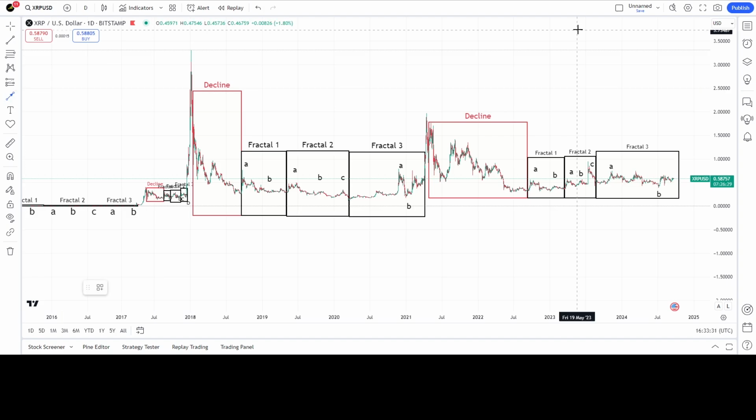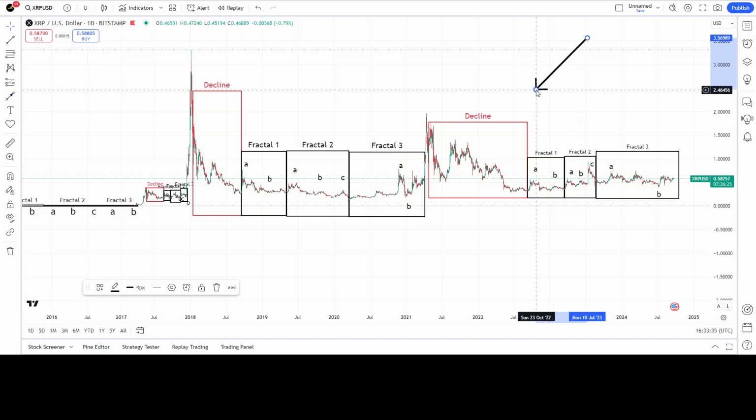So this is a zoomed out picture of the XRP chart. Now, it is my belief that XRP has a repetitive macro structure. This is important to understand. It is the centerpiece of my technical analysis. This is a unique look at the XRP chart. You're not going to find this type of technical analysis anywhere else.